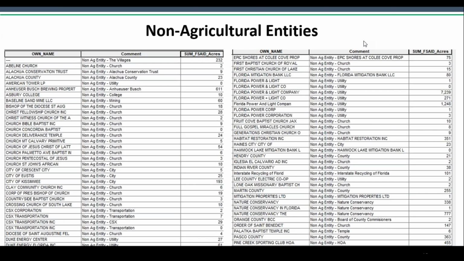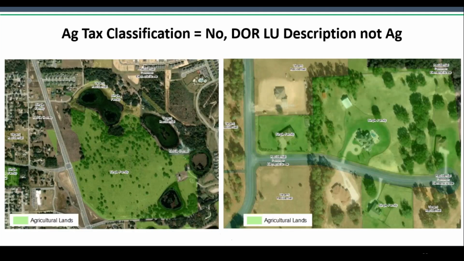Some examples of these entities that we identify include Anheuser-Busch, Disney, as well as entities engaged in outdoor recreation, mining, sewage disposal, and these are not expected to be used for agriculture. And here on the slide, you can see that we capture churches, transportation entities, counties, Florida Power and Light, again, more churches and counties, and so you name it, sometimes we catch it. Next slide, please.